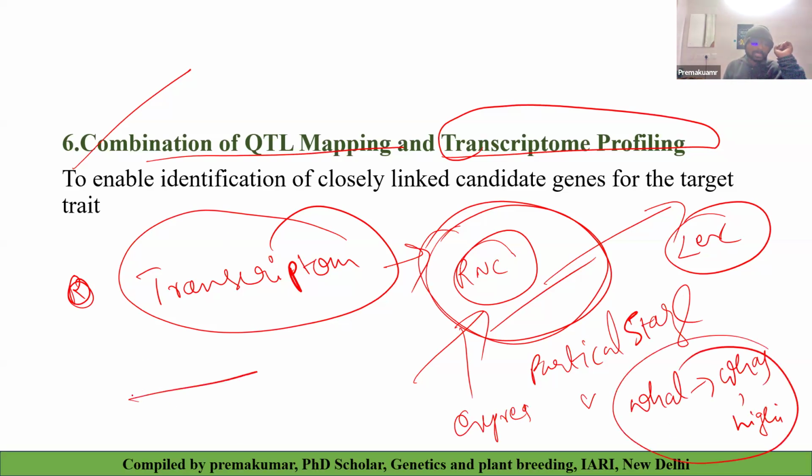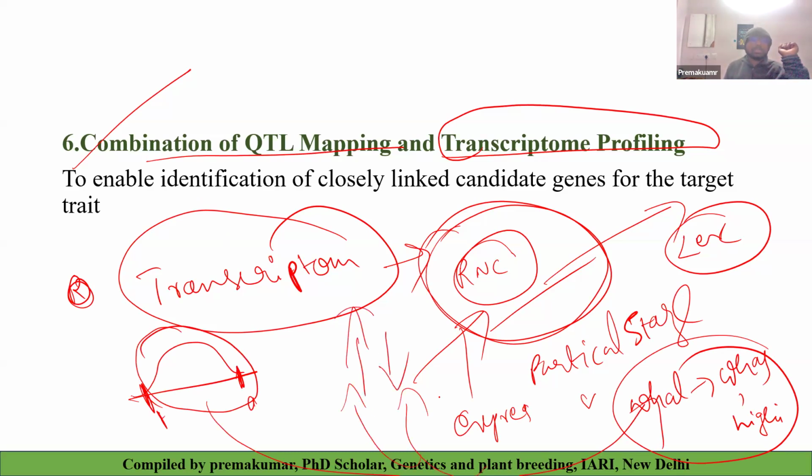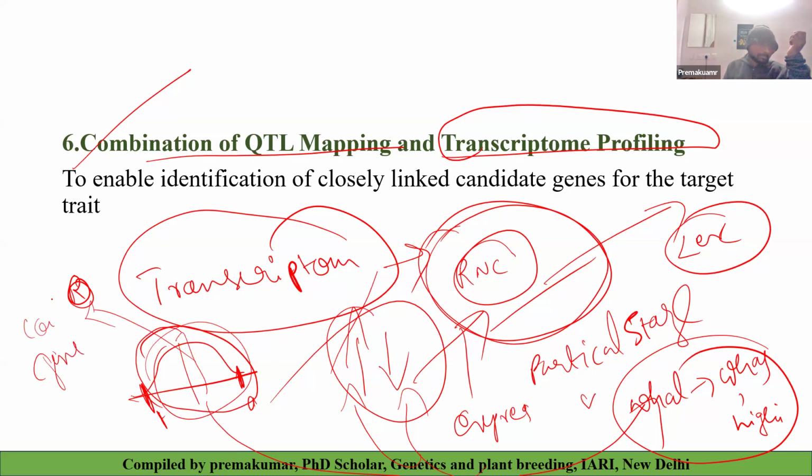And we have a QTL map also. At one region, we have a QTL. Check within this region which gene is highly expressed, which gene is strongly downregulated, and which gene is strongly upregulated. The gene showing maximum upregulation or maximum downregulation in this particular region may be your gene of interest, a candidate gene.